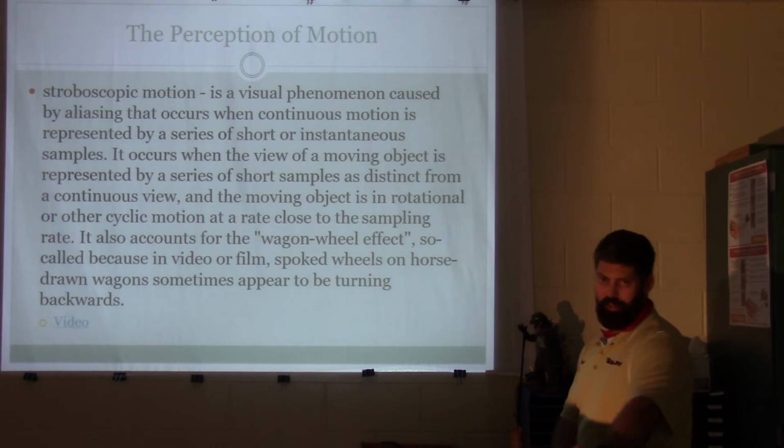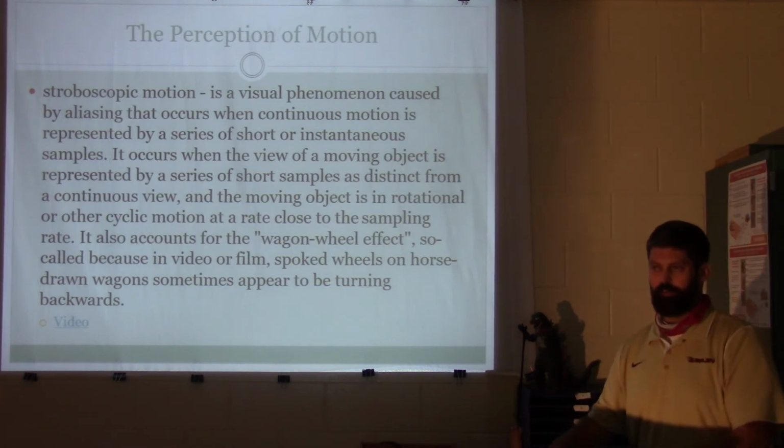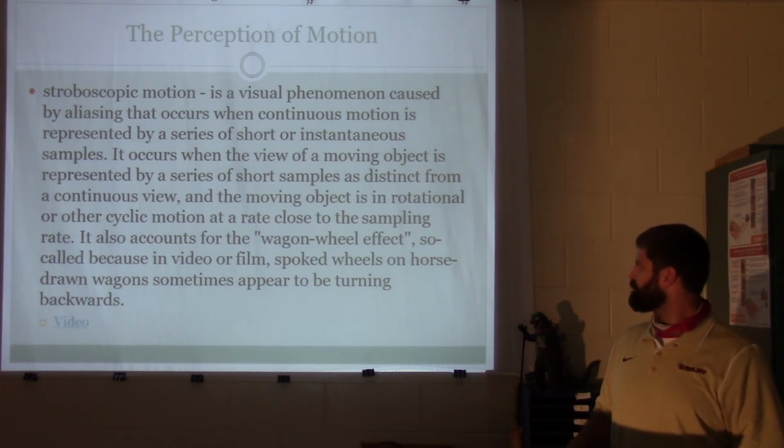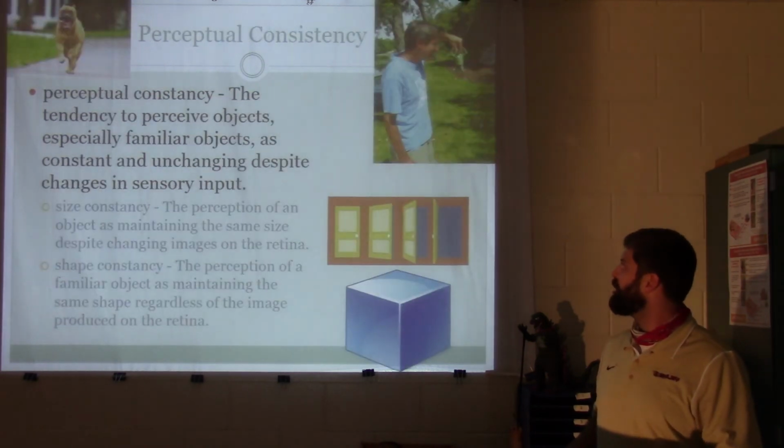Stroboscopic motion is basically having a strobe light. The illusion of motion due to a strobe light. The wagon wheel effect is another example of that. Check out the video if you'd like.